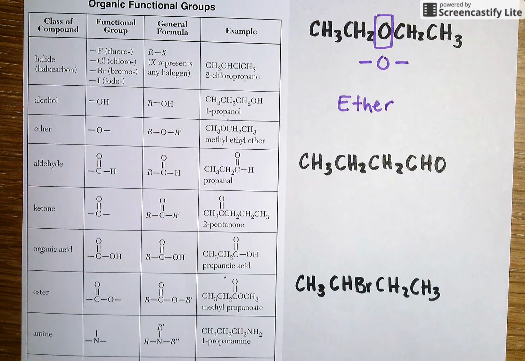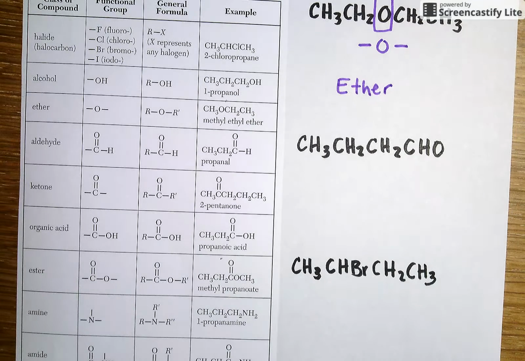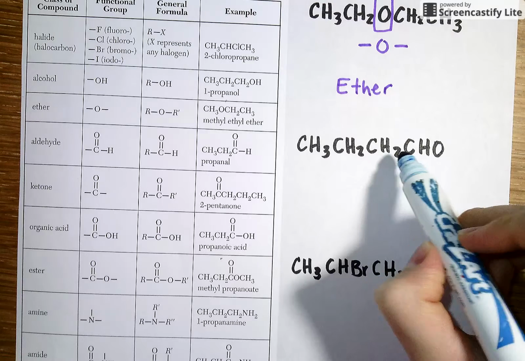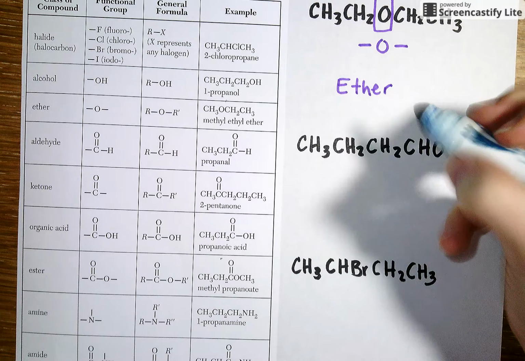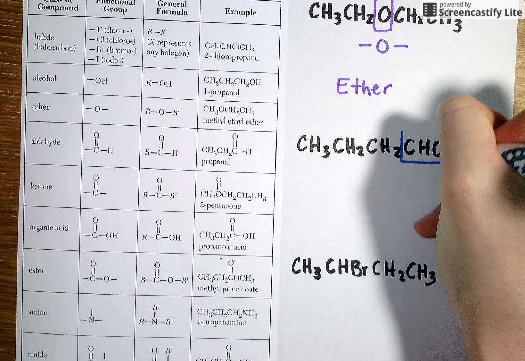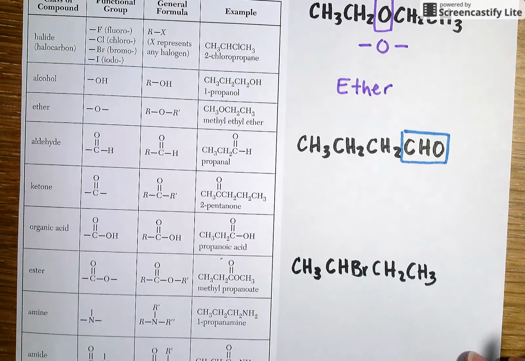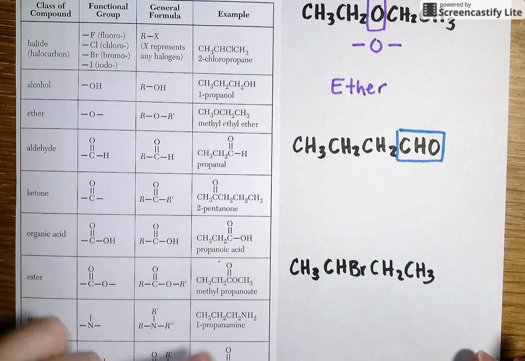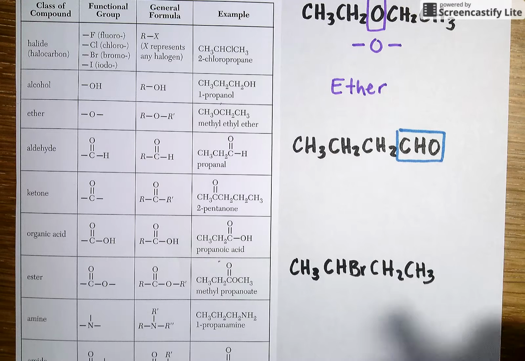Let's take a look at the second condensed structural formula. As I go from left to right, I see hydrocarbon, hydrocarbon, hydrocarbon, and then all of a sudden at the end, this CHO. Now there's nothing that quite matches up in the example column of this formula, so I'm going to have to think about what exactly this might look like.